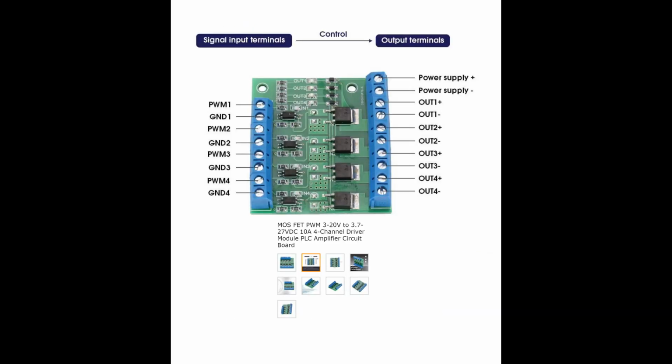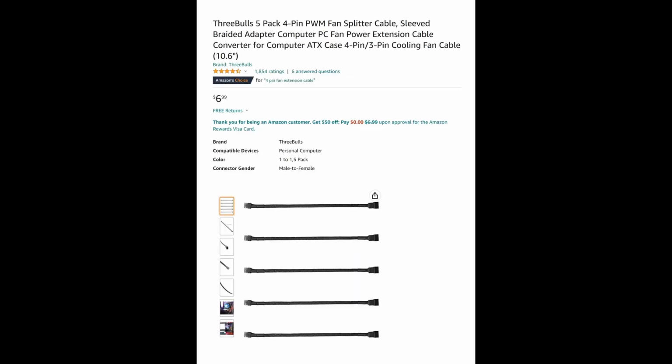Here is the wiring diagram provided. Top right is the power input for all 4 outputs. This means everything connected on the outs will draw the power from the top 2 input ports. It is important to make sure the wire you use for the power is rated for the load you will be using. The second item needed is a 4-pin fan extension cable.